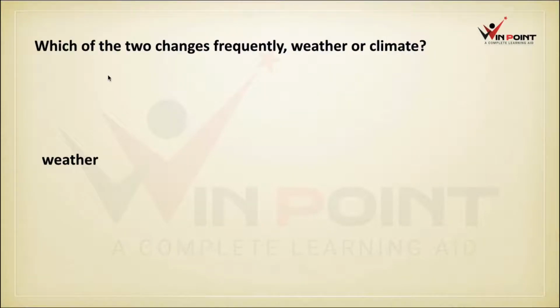Which of the two changes frequently, weather or climate? What is weather? Weather is day-to-day measurement of temperature, rainfall, wind speed, humidity. But climate is for a long period of time. So we can say that weather is changing frequently.